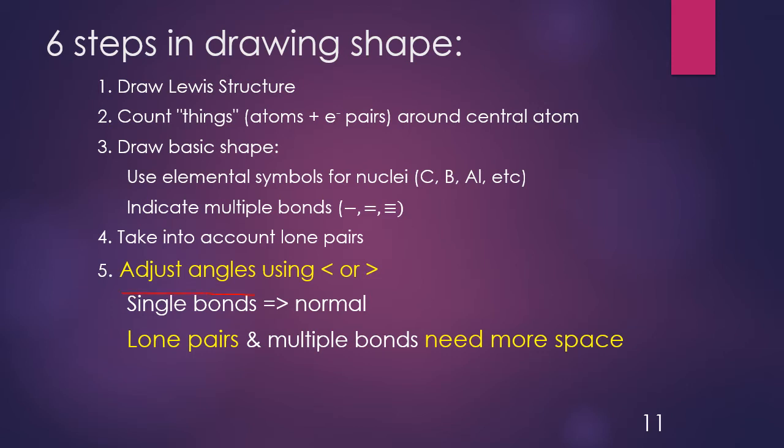So we are adjusting the angles using a less than or more than sign. So generally when we replace an atom with a lone pair, it's going to be less than. Lone pairs and multiple bonds need more space. That's why the angles are less, not more.